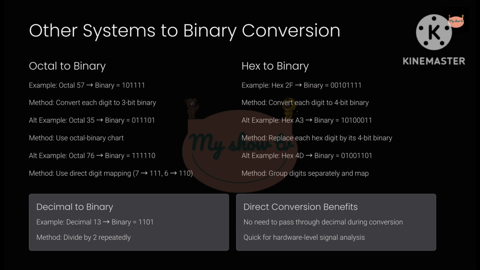Since we already learned decimal to binary, you don't need to repeat that here. It's important to memorize binary equivalents for digits 0 to 7 for octal, and 0 to F for hexadecimal, to speed up conversion. No need to convert to decimal first when changing between binary and octal, hex. This direct method saves time and is heavily used in computer architecture and microcontrollers. The term base expansion refers to expressing a number in another base using powers of that base. These conversions support systems like embedded controllers, digital meters, and display devices.